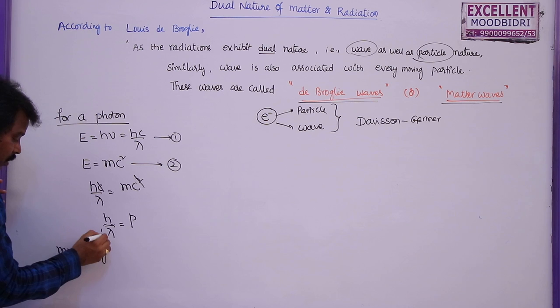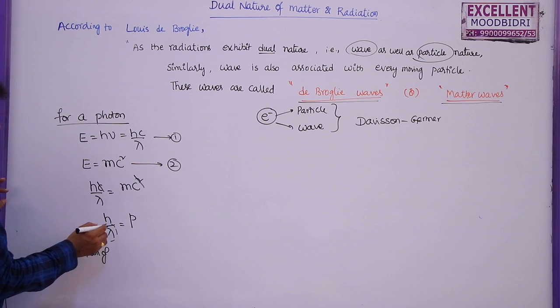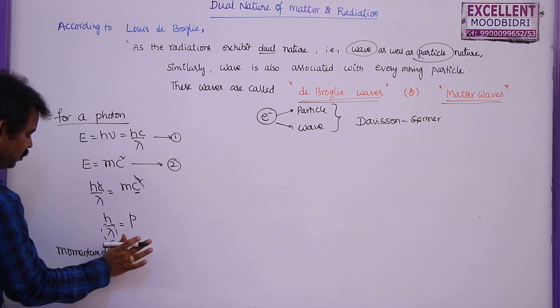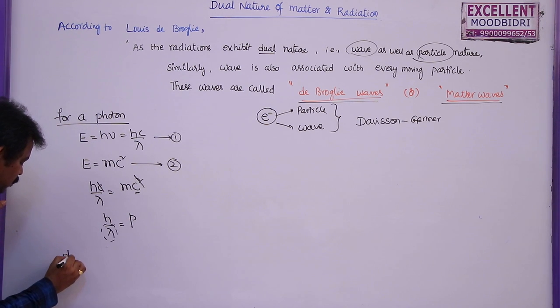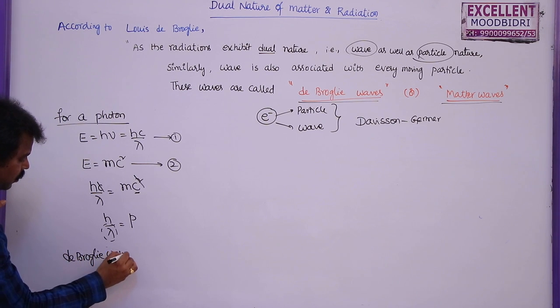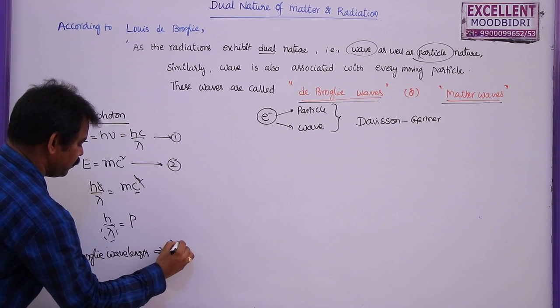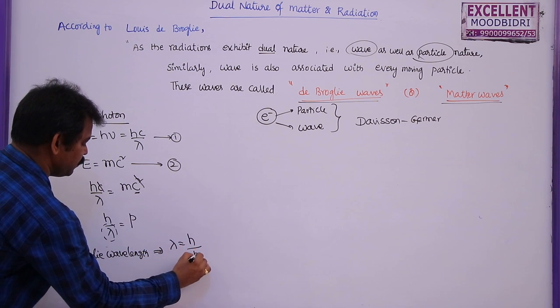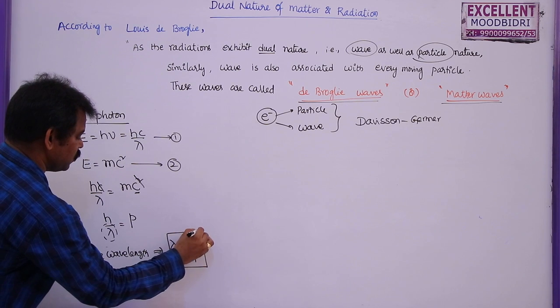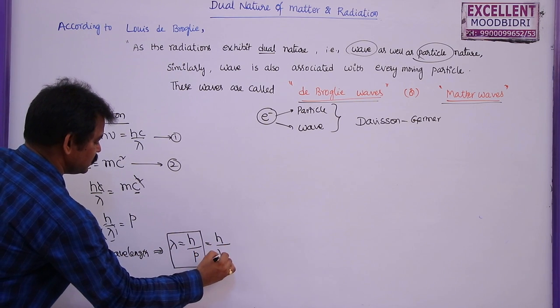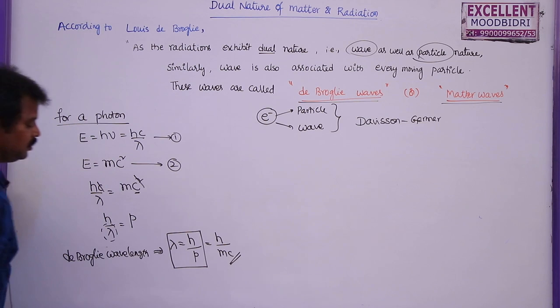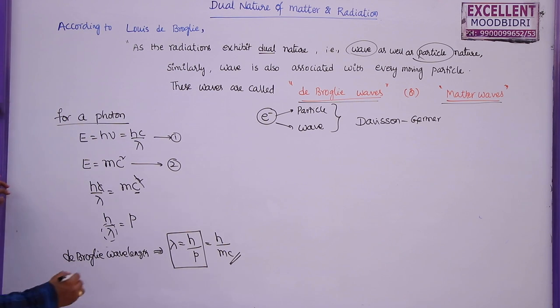This wavelength, when it is traveling at the speed of light, we call a de Broglie wavelength. So I am going to write the de Broglie wavelength for a photon, given by lambda is equal to h by p, where p is equal to mc, that is h by mc. This is the de Broglie wavelength of a photon.